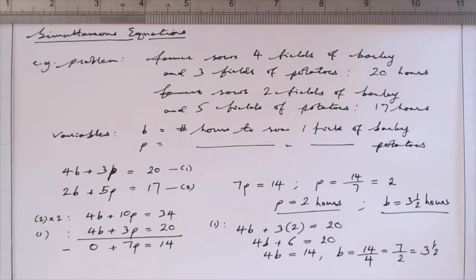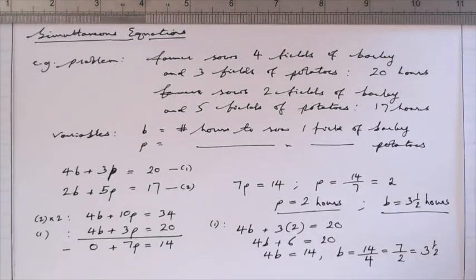And we've solved the problem. It takes 2 hours to sow a field of potatoes, and it takes 3.5 hours to sow a field of barley. And if the farmer now, say, on the next day wanted to sow, let's say, 3 fields of barley and 3 fields of potatoes, he would be able to use these answers to work out exactly how long that would take.